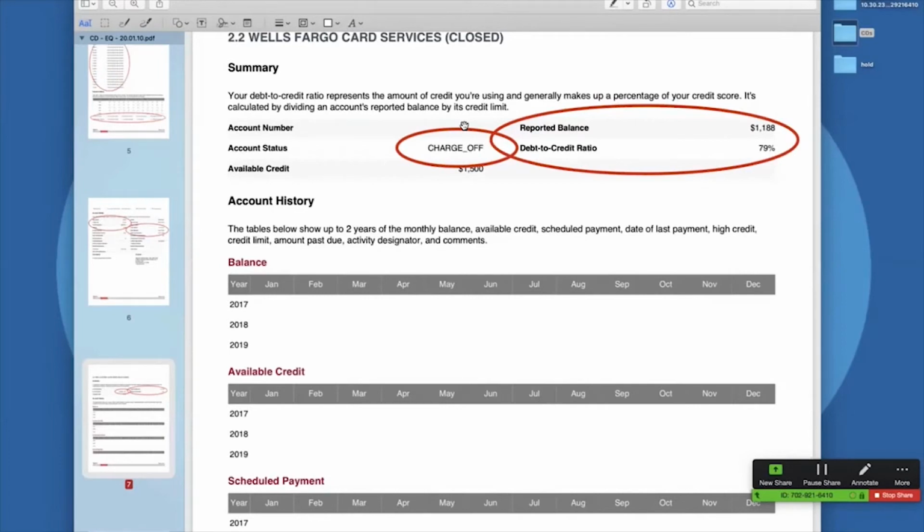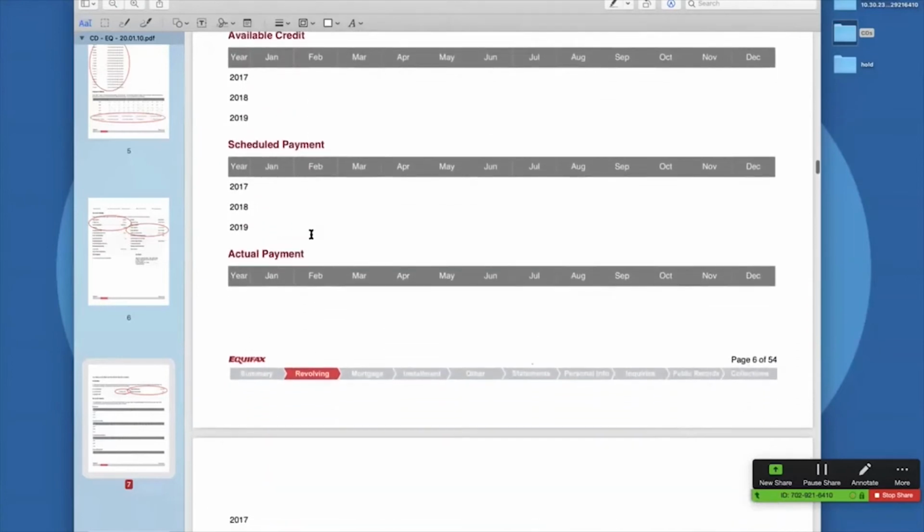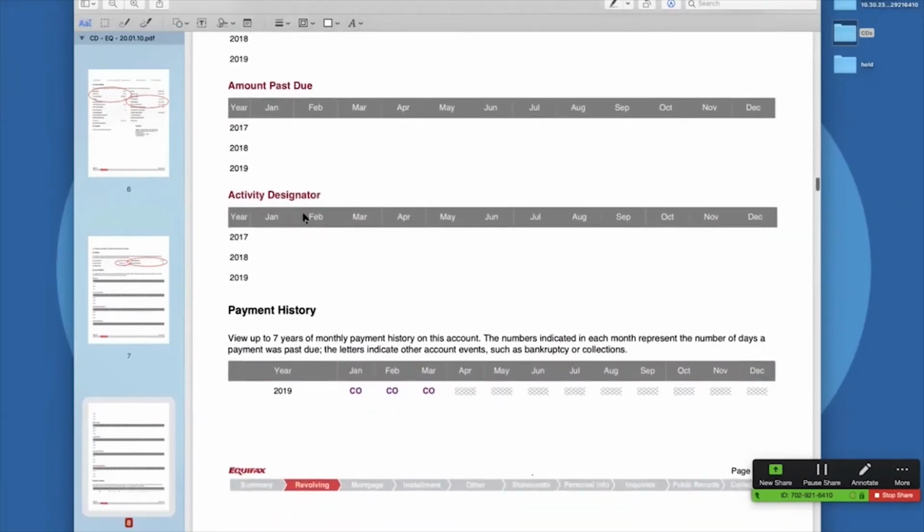So here it says it's charged off, and the charge off amount is $1,188. Debt to credit ratio, that's utilization in Equifax terms, is 79%, right? So 79%, 1188 from 1500. That is what the amount was. So that's where you are at 79% utilization. Now notice there's no balance because the account is closed. Available credit, schedule payment. So we're going to scroll all the way down until we get to the payment history.